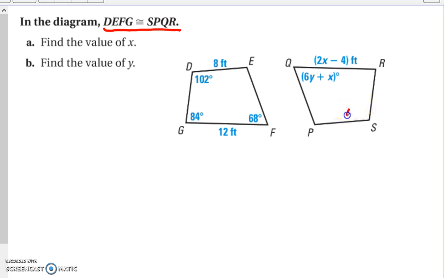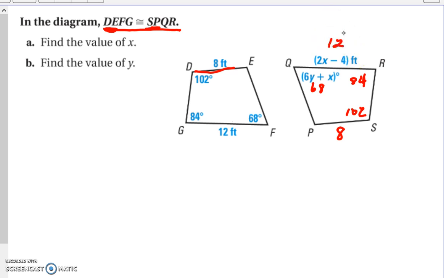So if you want, you could go over here and put a 102 because if D is 102, so is S. G is congruent to R, so I could go over here and put an 84. And I know that F is congruent to Q, so I could put a 68 here. Then I want to pay attention. I know that segment DE, which is the first two letters, is congruent to the first two letters SP. So if DE is here, I could put 8 here. I know that GF is congruent to QR, so I could put a 12 here.